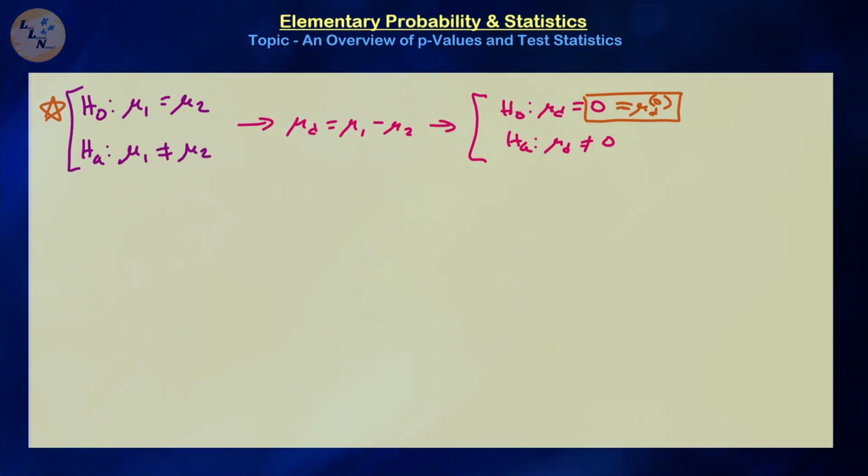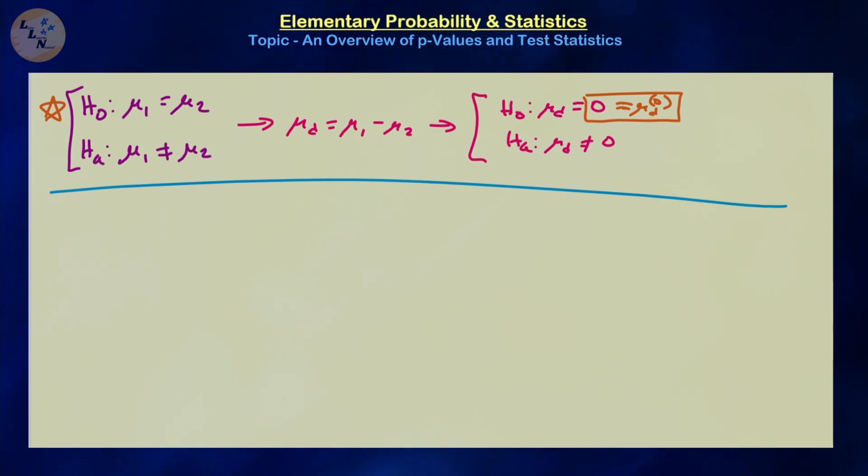The tests for equality of means typically come in three different categories. The first case is what we refer to as the paired difference.